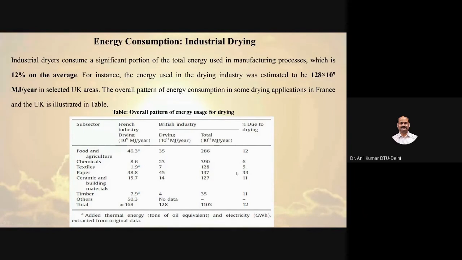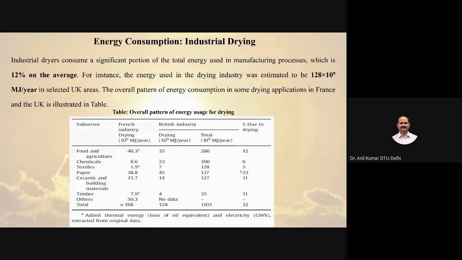papers in the third. Paper is 33%. A lot of energy is required for the drying operation in the paper industry. Ceramic and building, 11%. On an average, we can say almost 17% of the energy consumed in the industrial sector goes to the drying operation only.